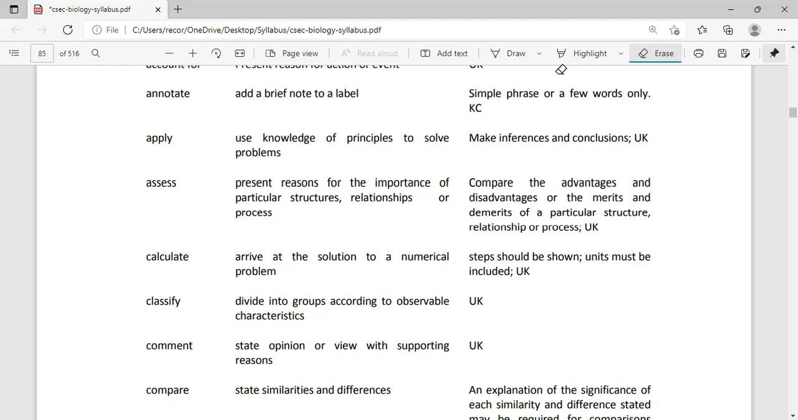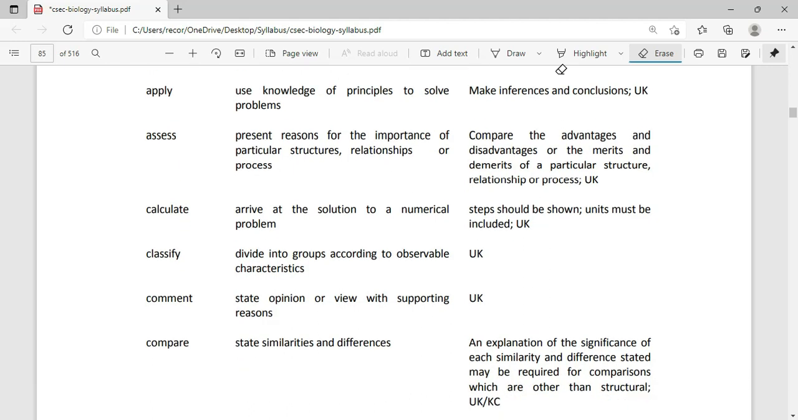Then we look at comment. You're supposed to state an opinion or view with supporting reasons. Again, this is going to be use of knowledge. So you are commenting, and when you are commenting, you want to ensure that the information that you're presenting, though it is an opinion, is somewhat grounded in scientific fact or social fact, depending on the problem, or environmental fact based on the problem that you're looking at. We could even look at economic fact. These are three things that we look at when we are doing the sciences. Compare. What do we do when we see the word compare?